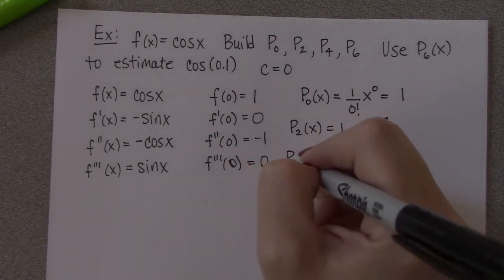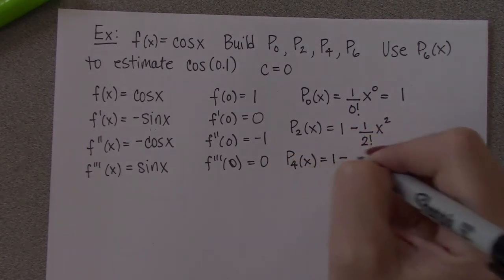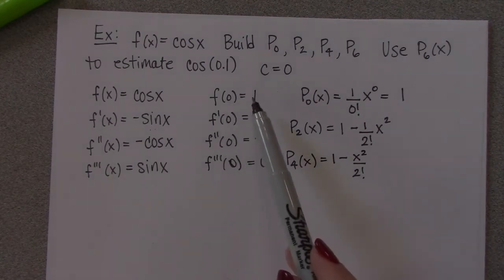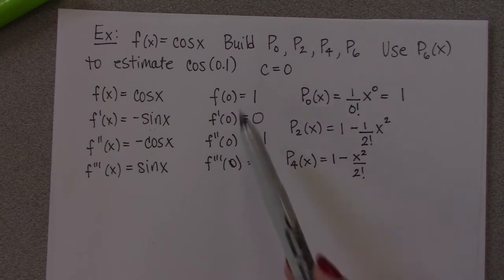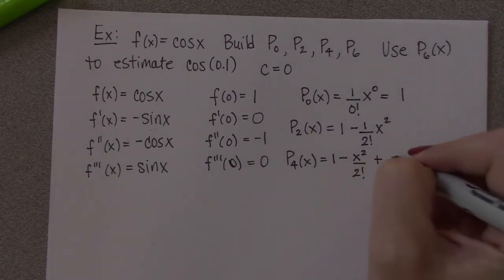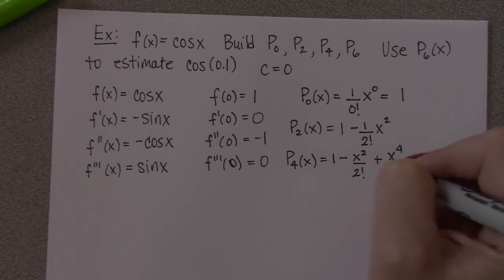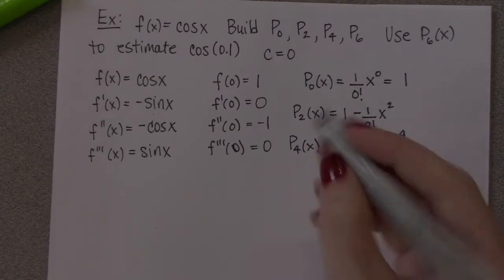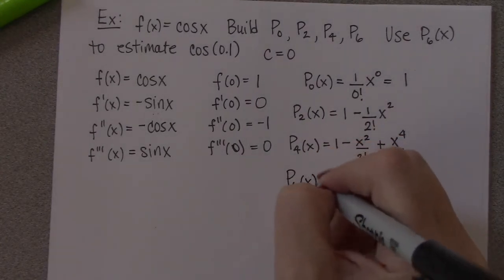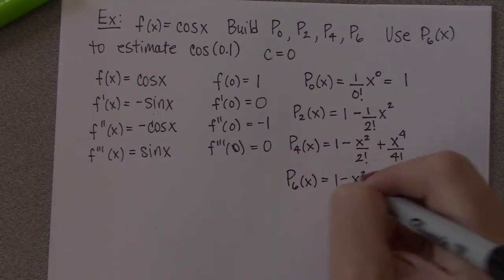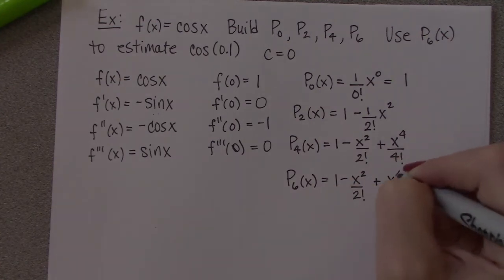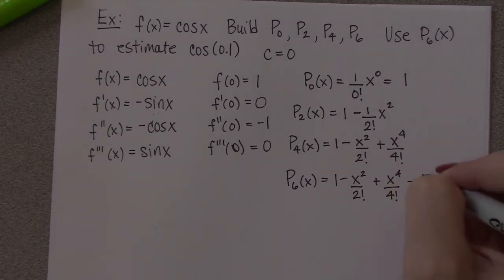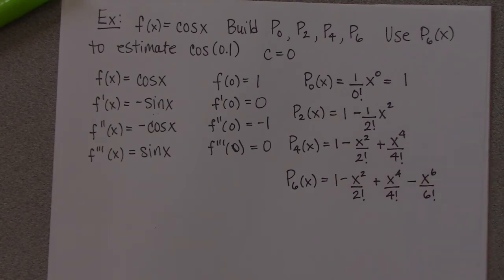The fourth polynomial, we'll take what we had before. If we look at this, the next coefficient should be 1 because the 1 and negative 1 just keep going back and forth, back and forth. So I'm going to have plus x to the 4th over 4 factorial. So what's the next term going to be for 6? Should it be positive or negative? Negative. And you're going to get x to the 6th over 6 factorial.